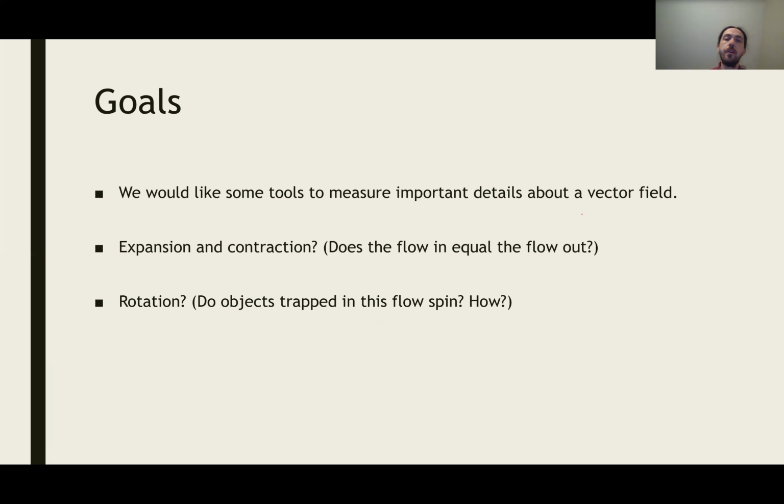What we'd like to do with these is study some qualitative aspects of them. The two important ones that we're going to talk about today are divergence and curl. Divergence is a concept that measures expansion and contraction of a vector field. If we've got a gas, is the gas getting more concentrated, less concentrated, or is the flow in equal to the flow out? And curl measures something called rotation. If we've got an object that's trapped in this vector field, is the vector field going to give it some spin? What direction is it going to make it spin? And so on. Those are the main things we're going to be going over today.